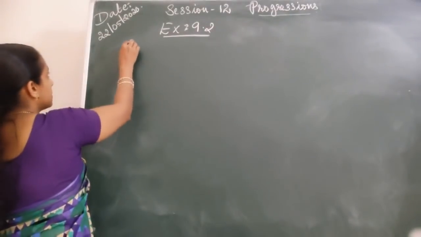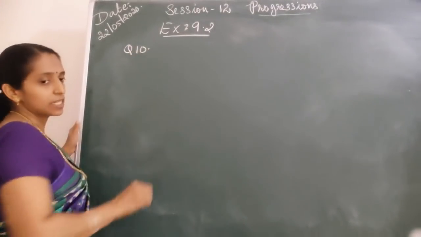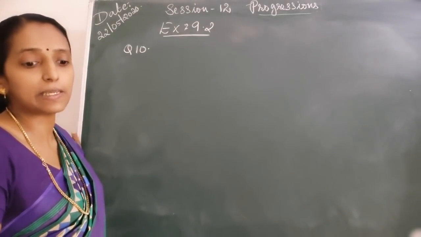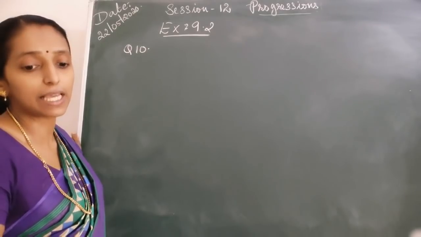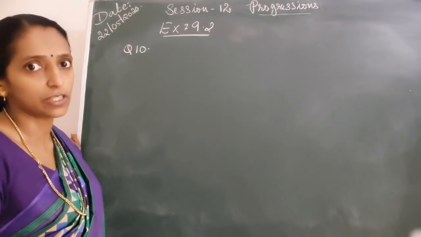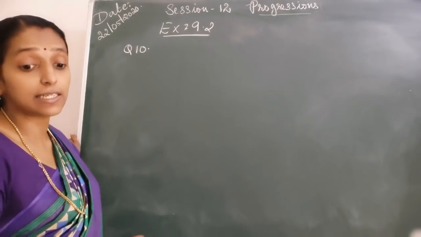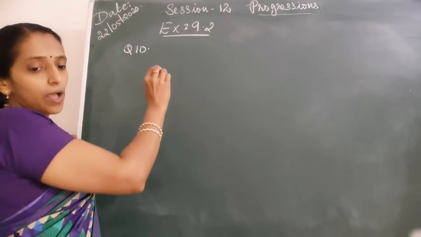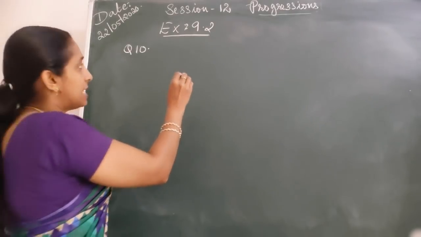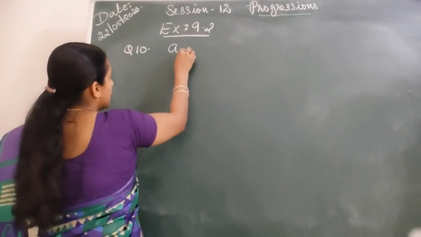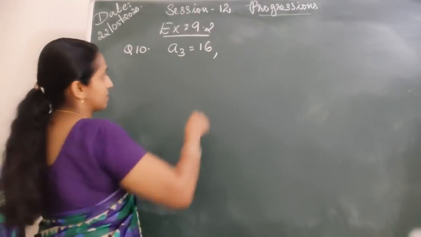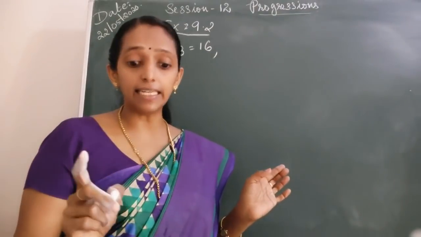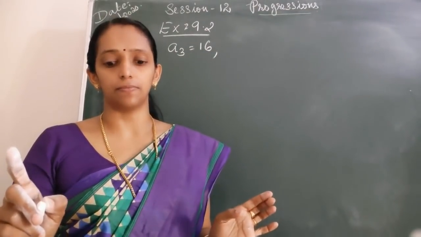Question number 10. What is given? Determine the AP whose third term is 16 and seventh term exceeds the fifth term by 12. So you are having third term A3. A3 is given as 16. That is the first condition. Third term is 16.